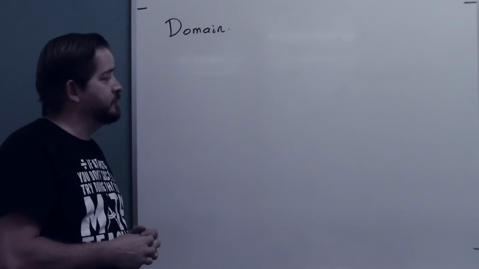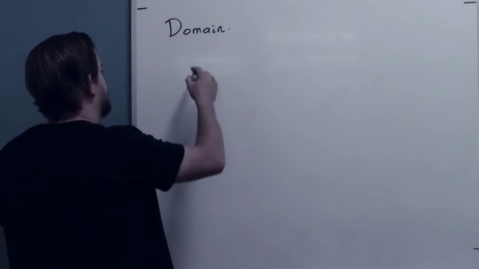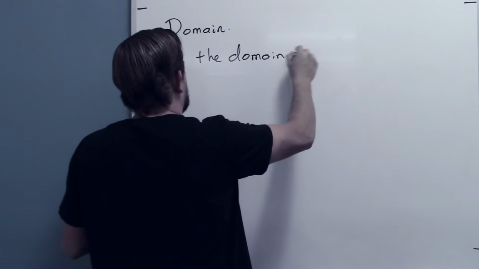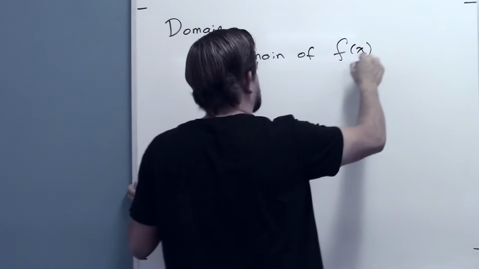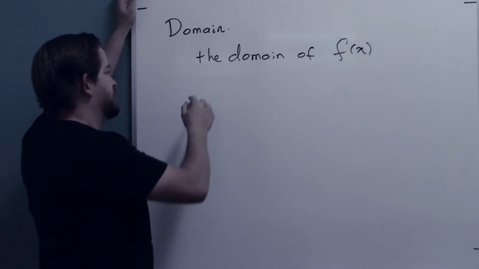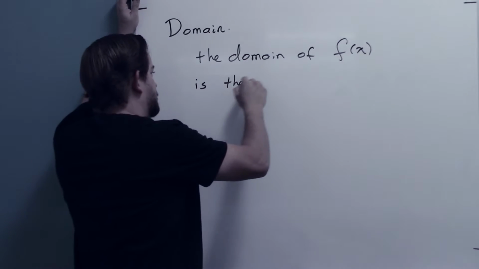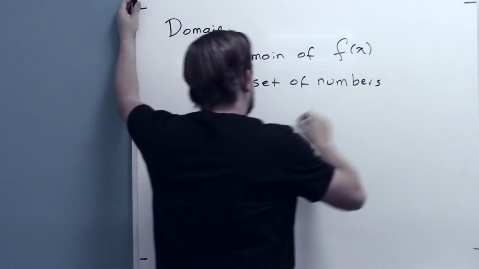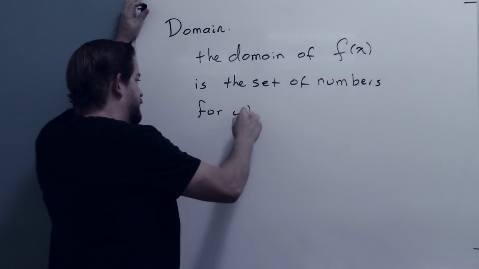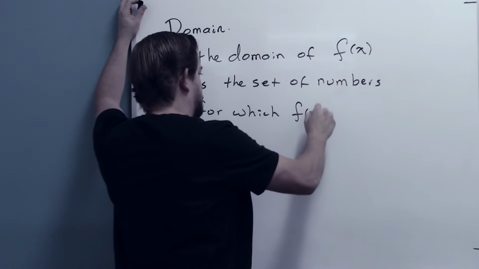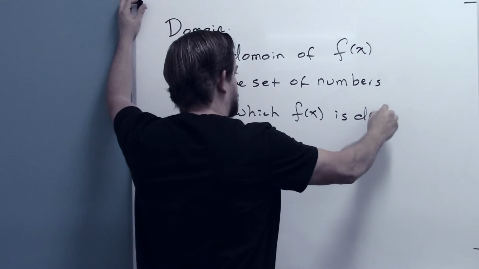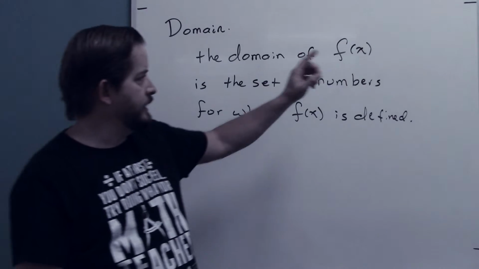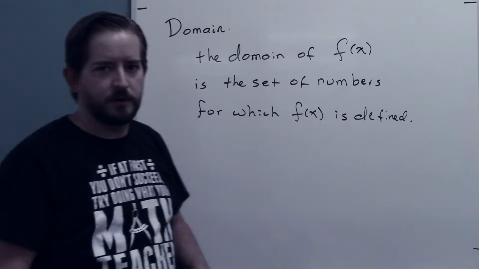So the basics of domain, the domain of a function, let's say some function f of x. The domain of f of x is simply the set of numbers for which f of x is defined. In English, it is all of the numbers that I can plug into f of x and have f of x spit out a number, right?